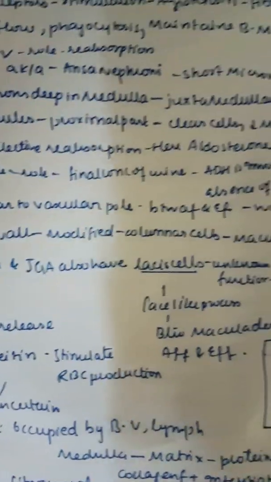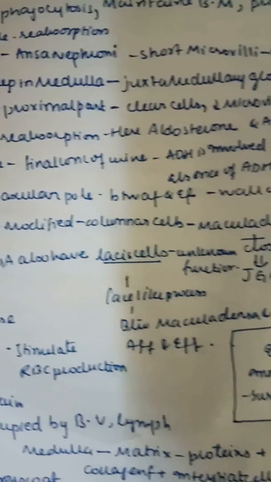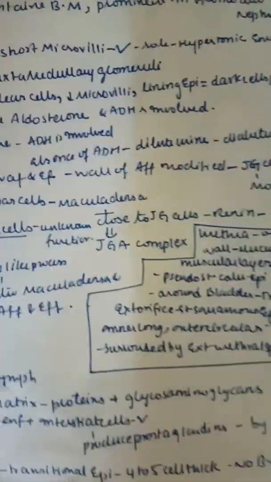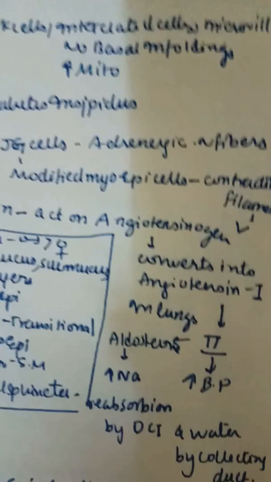And the DCT's role is mainly selective reabsorption. Here aldosterone and ADH are involved. In the collecting tubule, the role is mainly final concentration of the urine. ADH is involved in concentrating the urine. So absence of ADH may lead to dilute urine, that is diabetes insipidus, so that the patient continuously passes dilute urine.